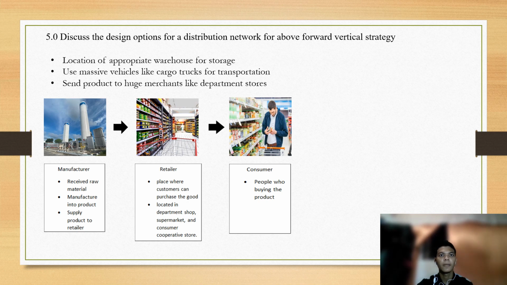In manufacturer, we receive the raw material and then we manufacture it into product, and after that we supply the product to retailers. A retailer is a place where the customer comes to buy the product, such as a department store, supermarket and so on. And next, the product will reach the customer, the people who buy the product.